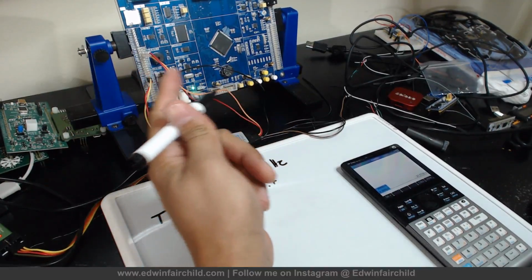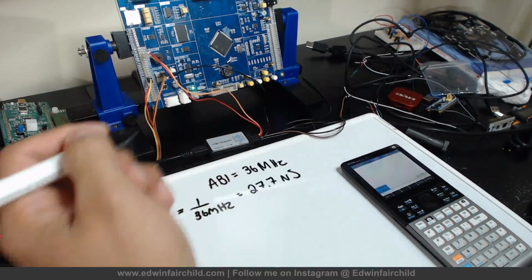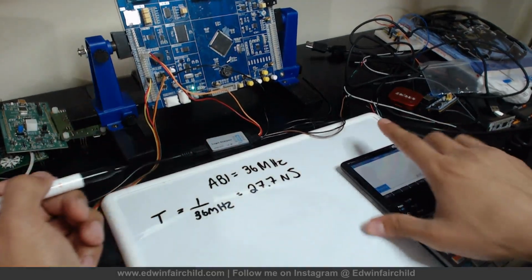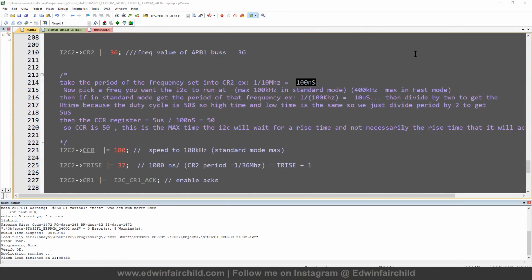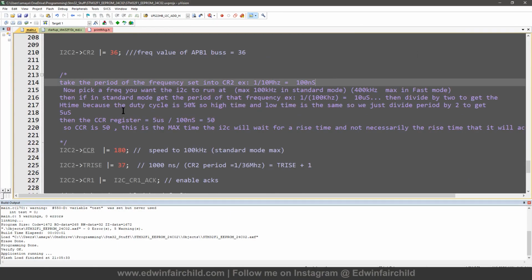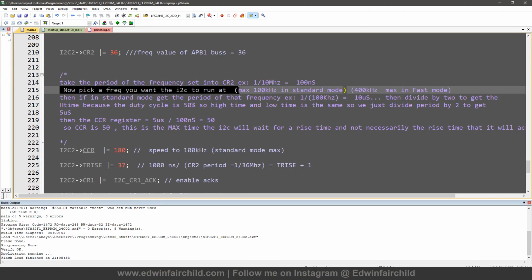27.7 nanoseconds. So that gives me 27.7 nanoseconds. Okay, so let's see what's next. So I have that value. Then it says now we're gonna pick a frequency that we want the I2C to run at. So in my case, I'm gonna use 100 kilohertz.